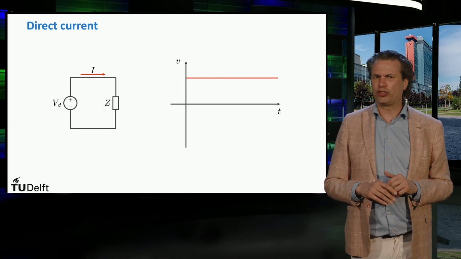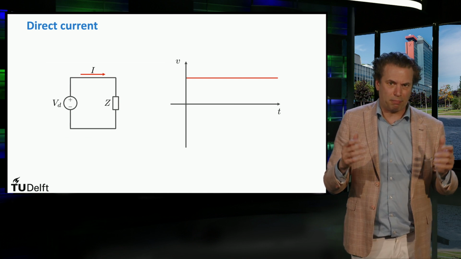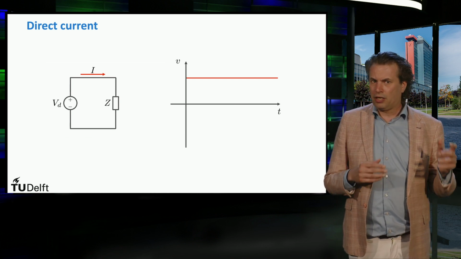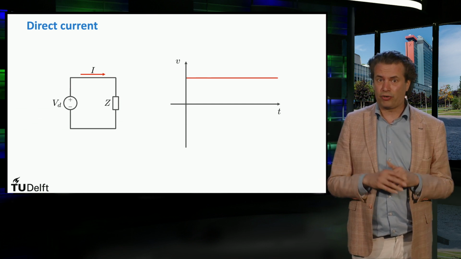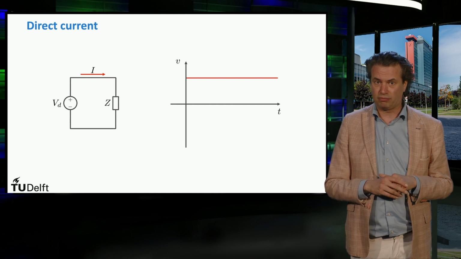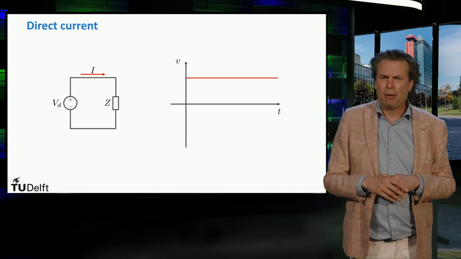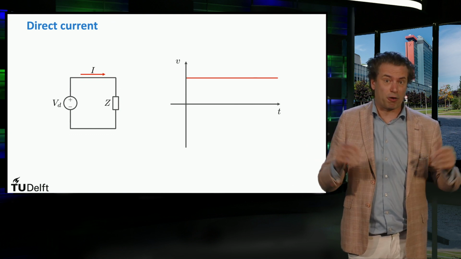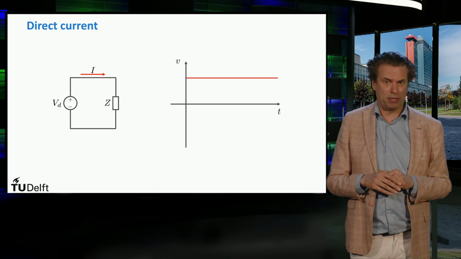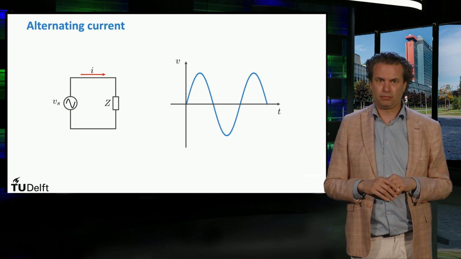First, let's have a short recap of the various current systems that are being used. Direct current, abbreviated as DC, can be defined as an electric current that flows only in one direction. Direct current may flow through a conductor such as a wire, but can also flow through semiconductors, insulators, or even through a vacuum as electron or ion beams. The electric power is constant in time.